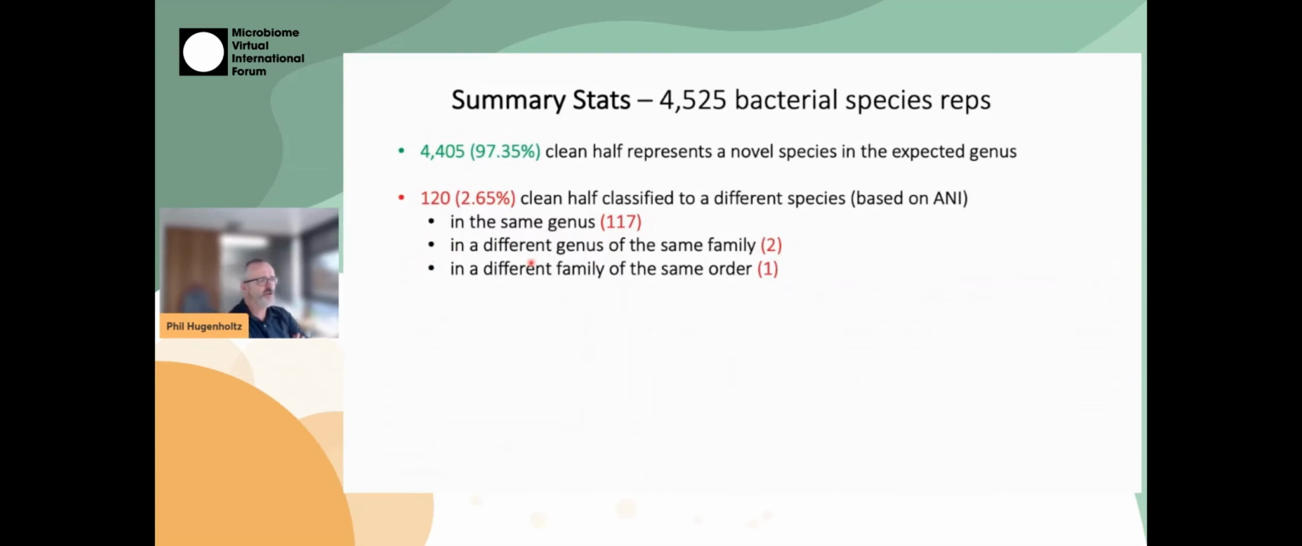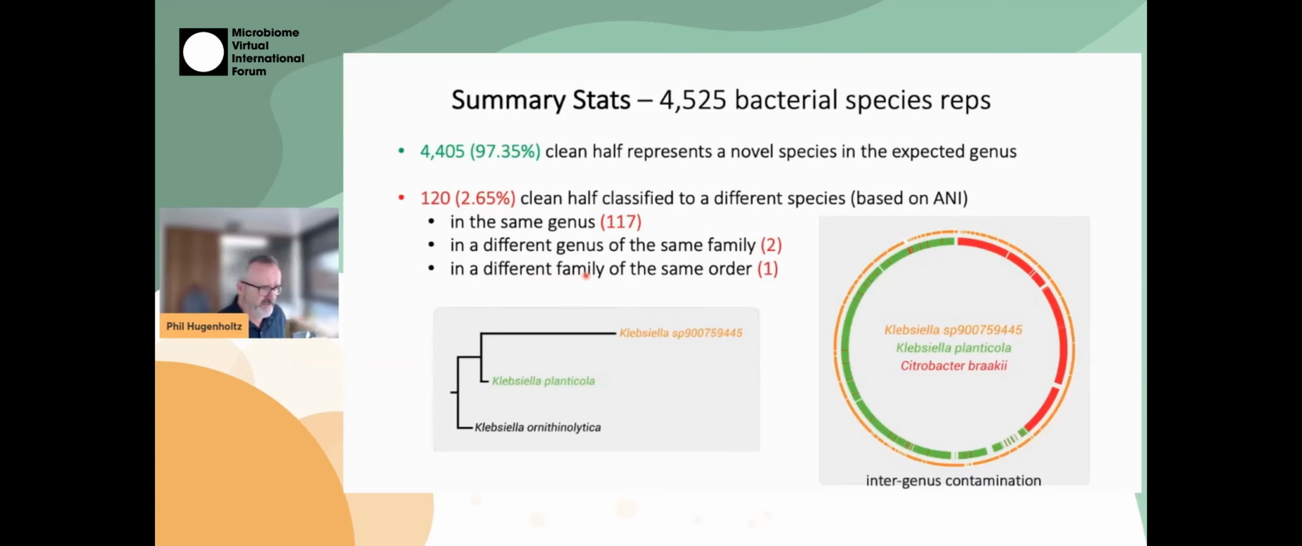So 120 of the genomes, or 2.6%, the clean half was classified to a different species, and we could see that based on ANI. Of those, 117 were classified to a different species in the same genus, two to a different genus in the same family, and one was classified to a different family of the same order. And here's an example of that.